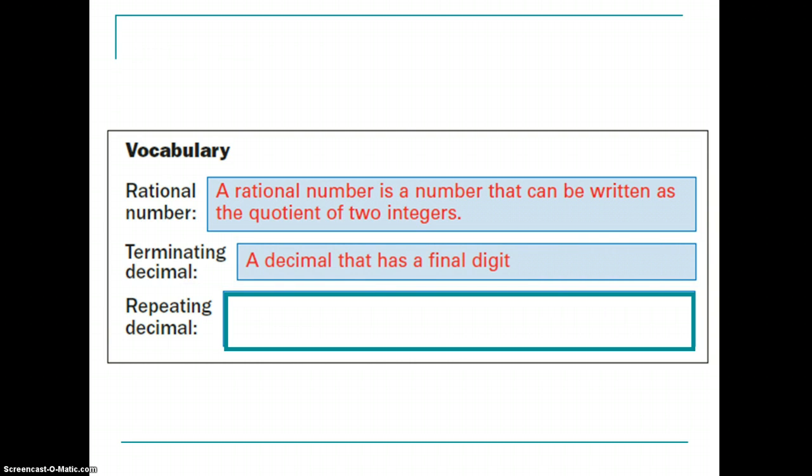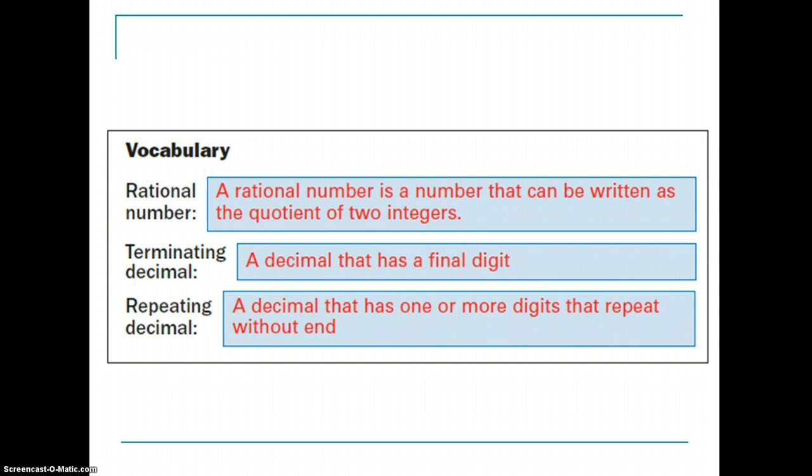A terminating decimal is a decimal that has a final digit. A repeating decimal is a decimal that has one or more digits that repeat without end.